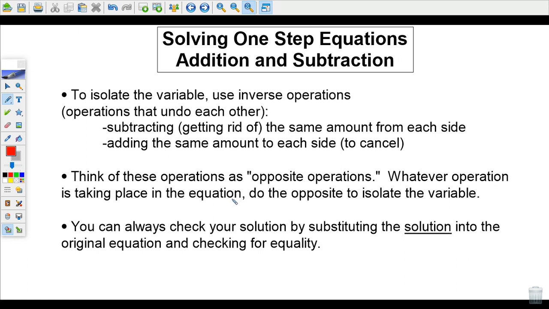Okay. And another really cool thing about equations is when you're done, you can always check your solution by substituting whatever number you got into the original equation and checking to make sure that it's equal. So let's jump right into it.